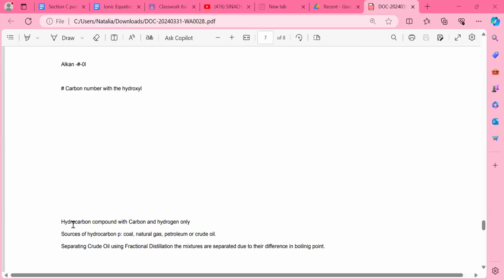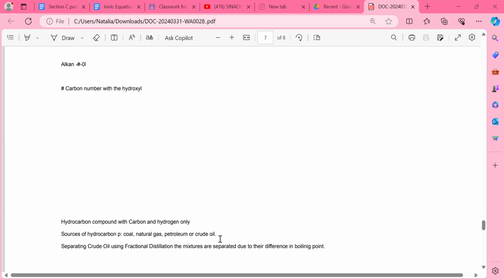So as Annalise said, a hydrocarbon is a compound with carbon and hydrogen only, right? So we need to know three sources of hydrocarbon. The natural sources of hydrocarbon are coal, natural gas, petroleum, or crude oil.